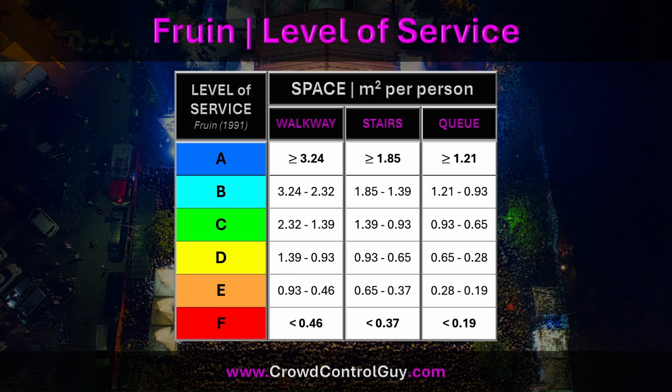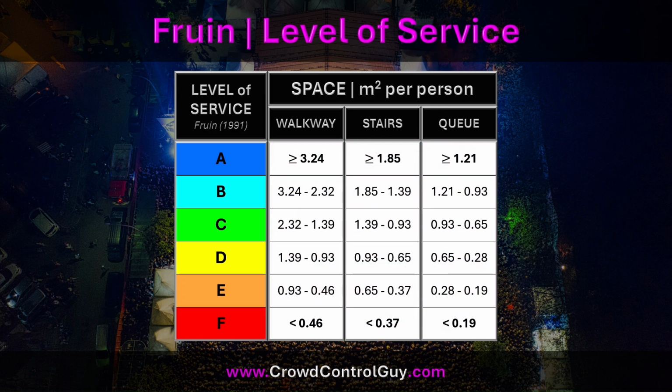Using Fruin's level of service, this table shows spaces where people are moving, people are climbing, and people are standing still, all calculated in square meters per person. Overall, these numbers are in ranges, which is why the content looks complicated. Let's analyze Fruin's work further. There are patterns here, like this, and this.